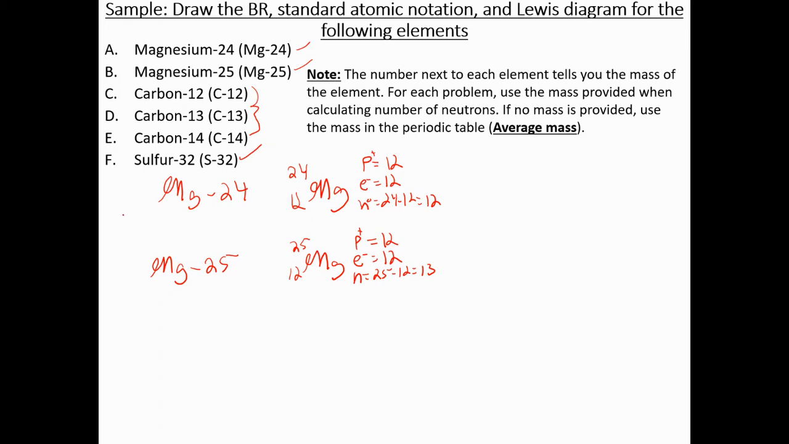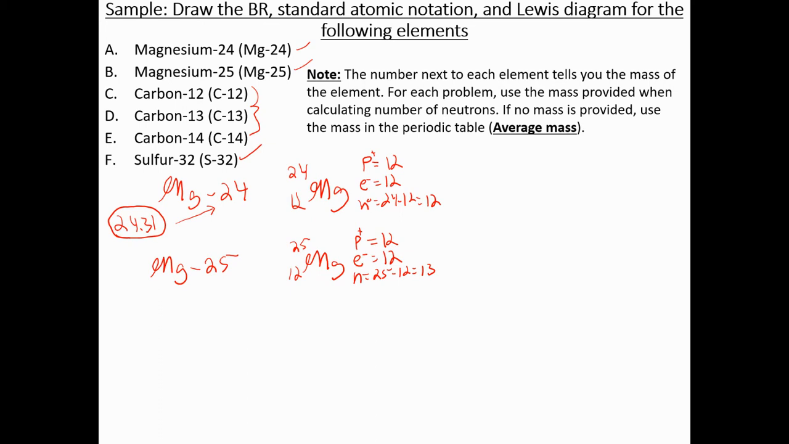You would have noticed that in the periodic table, the average mass is 24.31, which is closer to 24. So chances are the magnesium 24 has a higher abundance. There's more of it in a sample than you would have magnesium 25. But we'll see more detail on that later on, how you figure out abundance and percentages given some information.